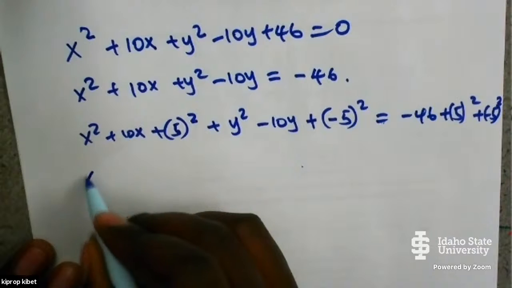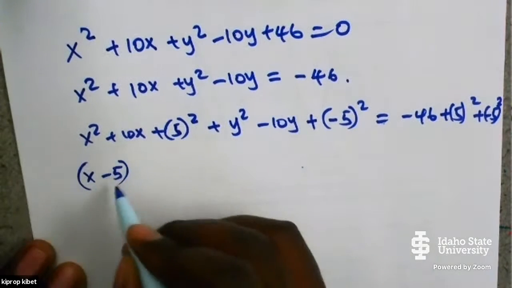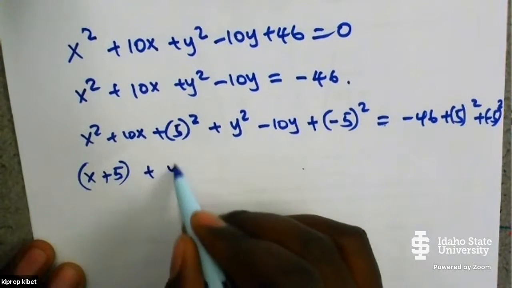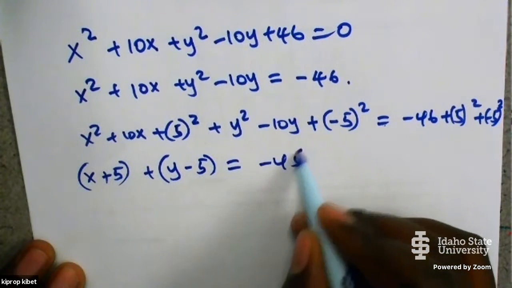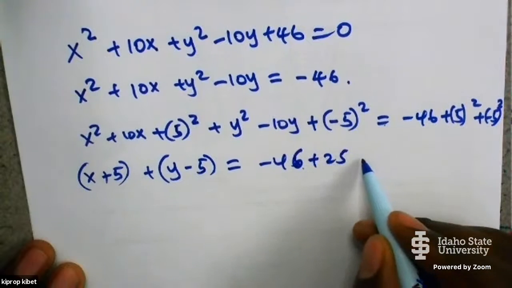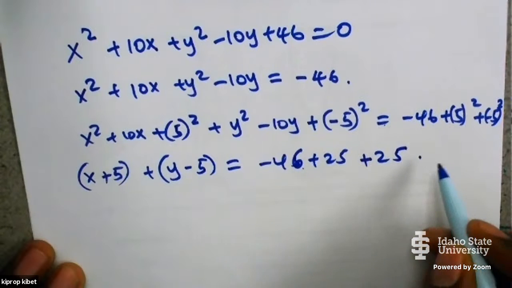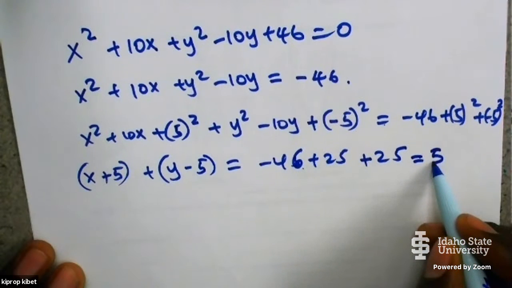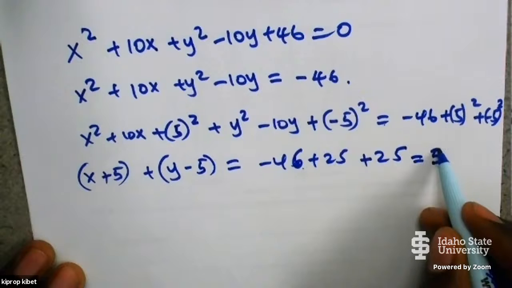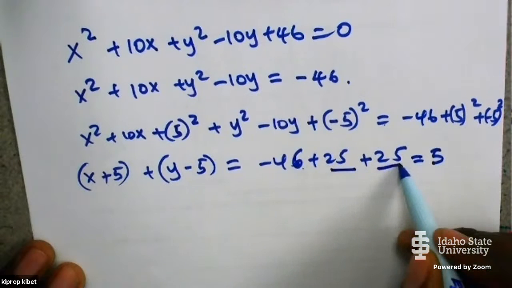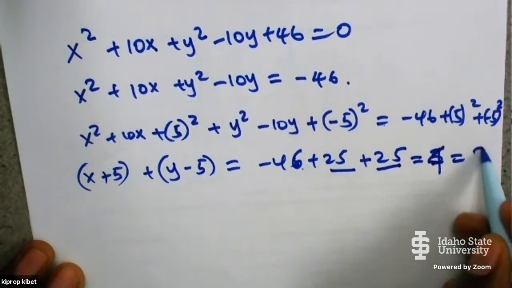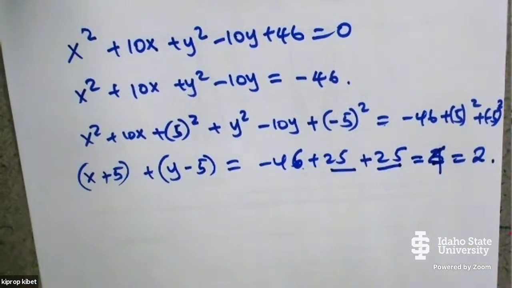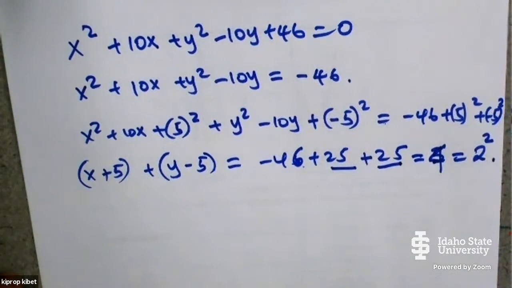Okay, so (x plus 5) squared plus (y minus 5) squared equals minus 46 plus 25 plus 25. And this one equals what? So this is 50, right? And then this is equal to 4. This one is equal to 2 squared.